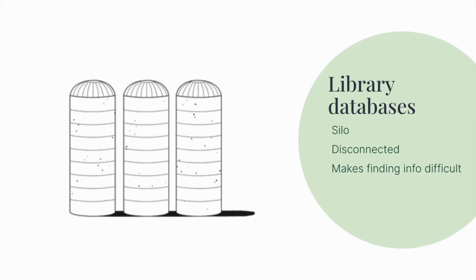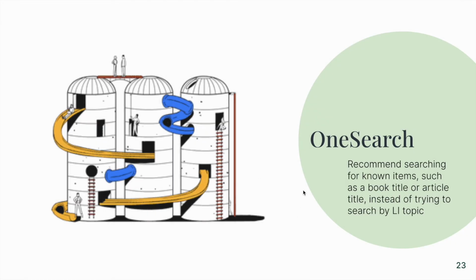Okay, so really quickly, remember that we subscribe to lots of different book packages, journal titles, and databases, and they don't necessarily all speak to one another, so they're siloed, disconnected. This makes finding information pretty difficult. But what we have is OneSearch, and it helps to connect these databases. So when you search OneSearch, it's going to simultaneously look through multiple books. So I recommend looking specifically for book titles or article titles, but you can try searching by LI topics. It just might take a little bit of finessing.